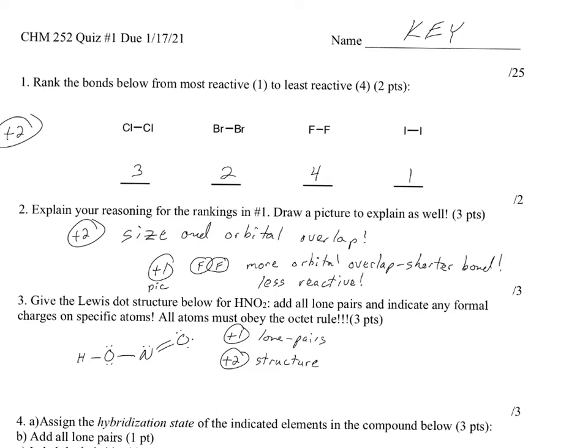So it's just the opposite. F2, fluorine, would be the least reactive because they have a shorter bond, so it makes it less reactive. So the picture I wanted here was to show me something like this, where you can see the two atoms bonding, less orbital overlap.